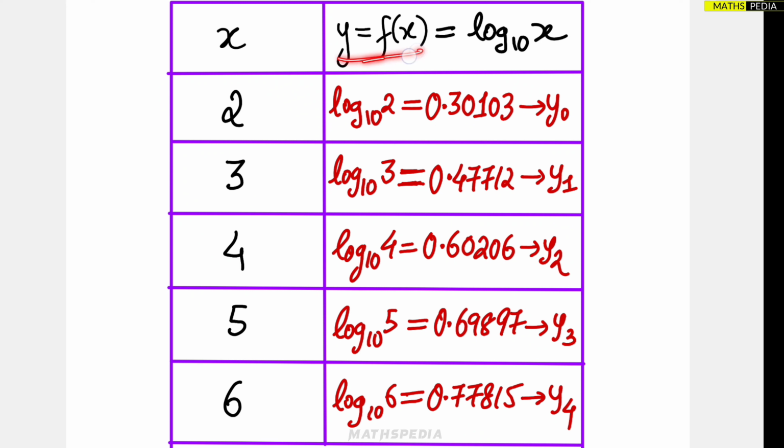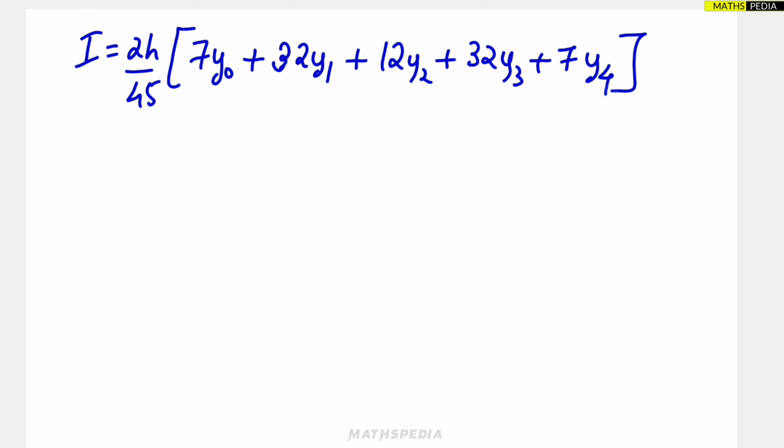Now I have to find the corresponding y value for each x value. In place of x you substitute 2, 3, 4, 5, 6. The first value is denoted with y0, so log base 10 of 2 I substitute, I get y0. Log base 10 of 3 gives y1, then y2, y3, y4. The last value is y4, corresponding to x equal to the upper limit 6. I cannot write y5, because the last value for x equal to 6 was y4, so we stop here. Now we just substitute the values.